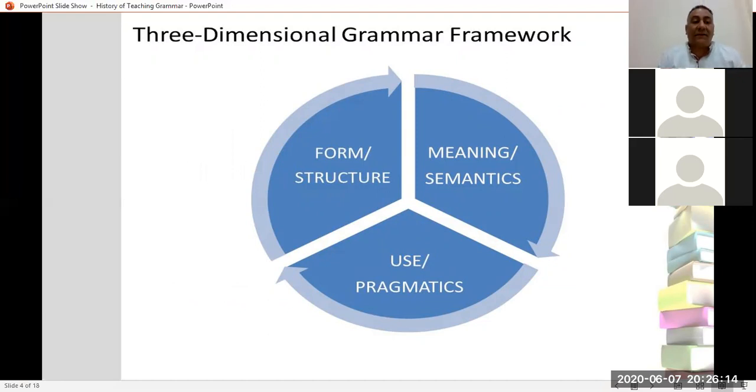The grammar is not flat as teachers considered it 50 or 70 years ago. They taught the grammar just in translation form, but now we consider the grammar three-dimensional, and the three dimensions are form, meaning the structure, meaning the semantics, use the pragmatics. So look at these three.